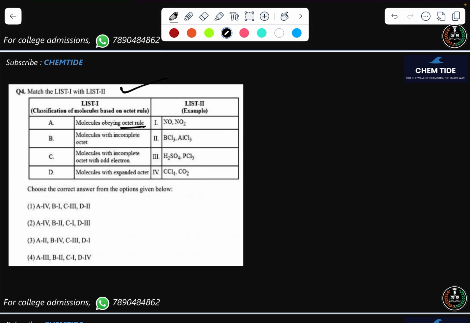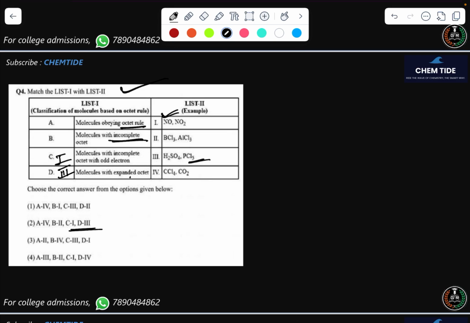List 1 and 2. Molecule obeying octet rule. Incomplete octet, it's BCl3, AlCl3 itself. Molecule with incomplete octet with odd electron is NO, so this is matching with 1. Molecule with expanded octet is PCl5, so this can be 3. So C is matching with 1 and D is matching with 3.